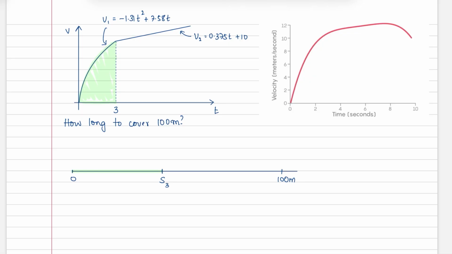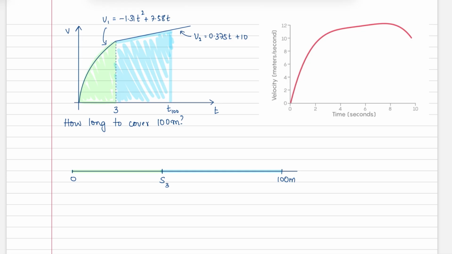And for the second part, that is over here, let's say that at some time of t100, so I'm going to define that as t100, you are able to cover that remaining distance. Okay, so that is your approach to this.